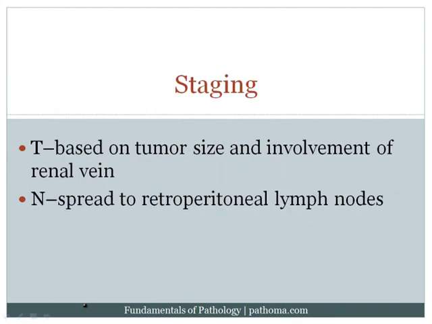The staging for renal cell carcinoma is based on tumor size and involvement of the renal vein. Remember that renal cell carcinoma loves to go to the renal vein, and this increases the risk of hematogenous spread to both the lungs and the bone. In addition, renal cell carcinoma can go to lymph node, and when it goes to lymph node, it classically goes to the retroperitoneal lymph nodes.